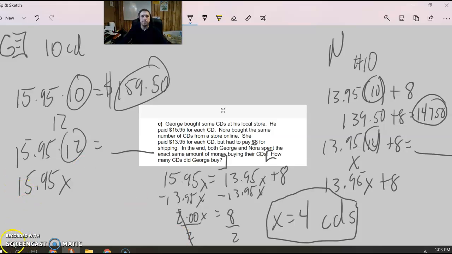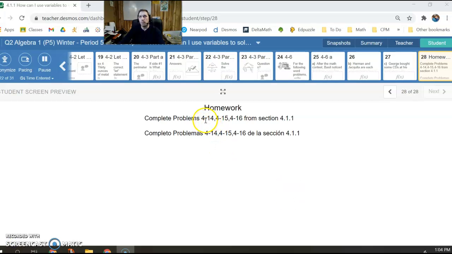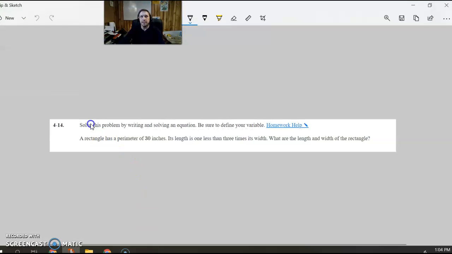All right. So your homework for Monday's class is 414, 415, and 416. Let's just take a peek at those questions and see how I can get you started on them. So if you look at 414, it says, a rectangle has a perimeter of 30 inches. Its length is 1 less than 3 times its width. What are the length and width of the rectangle? So we're trying to find the length and the width of the rectangle.